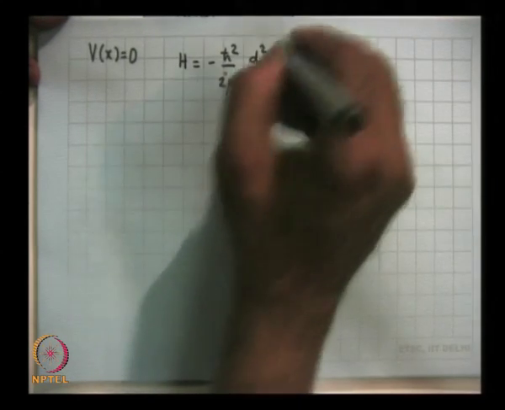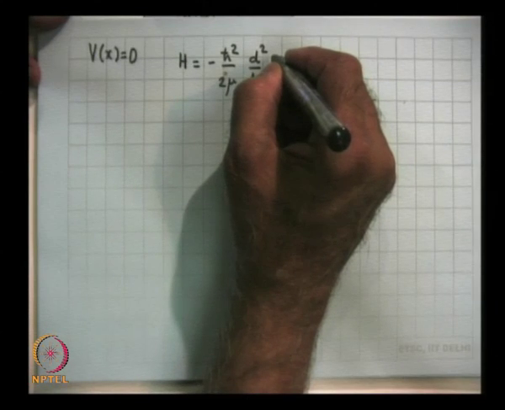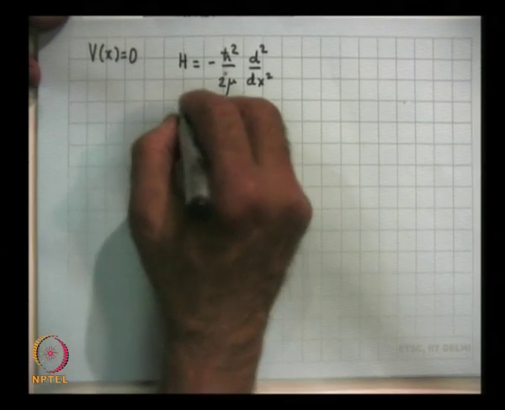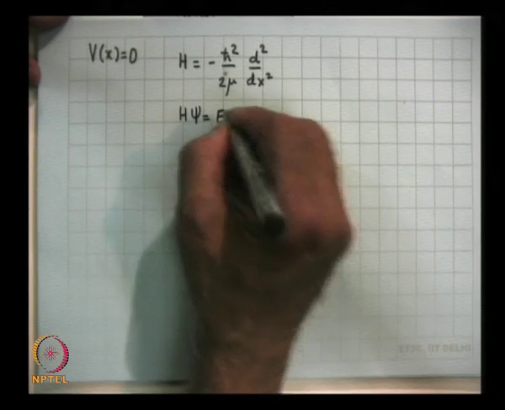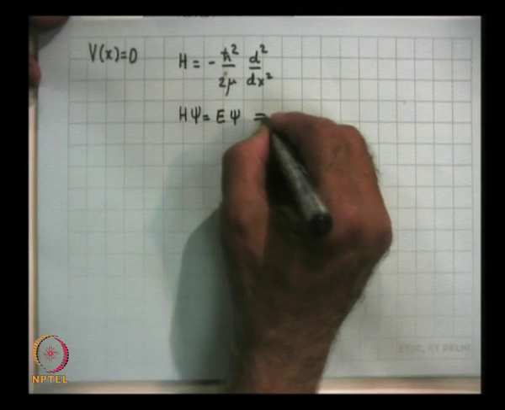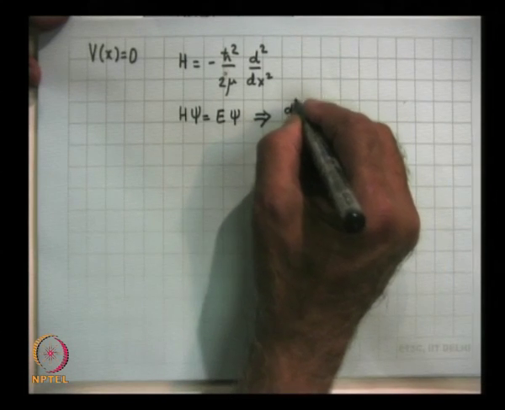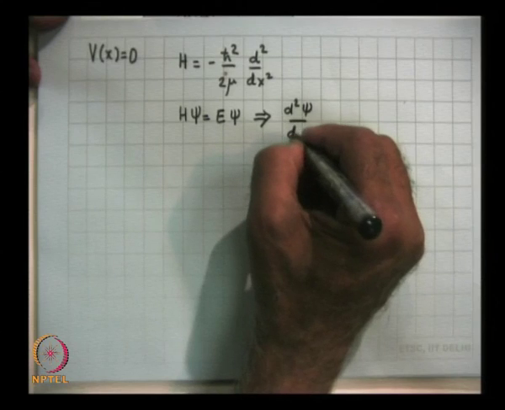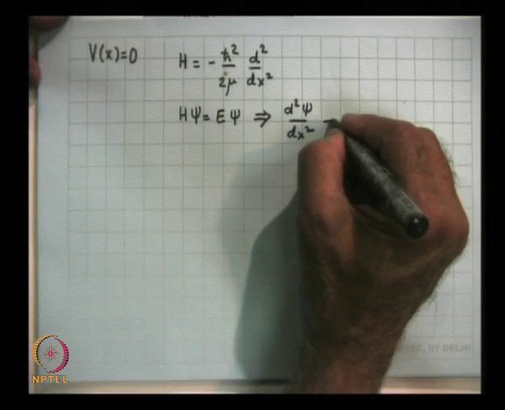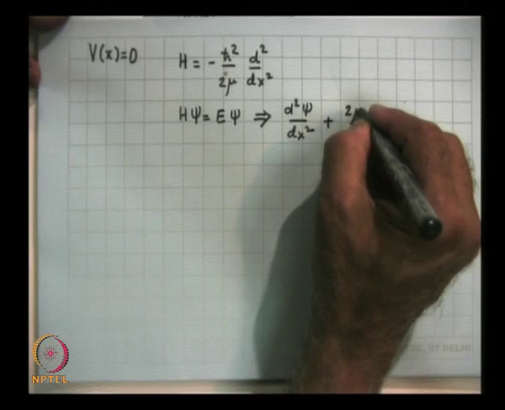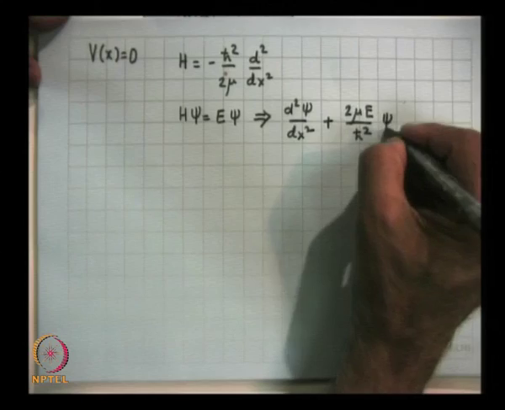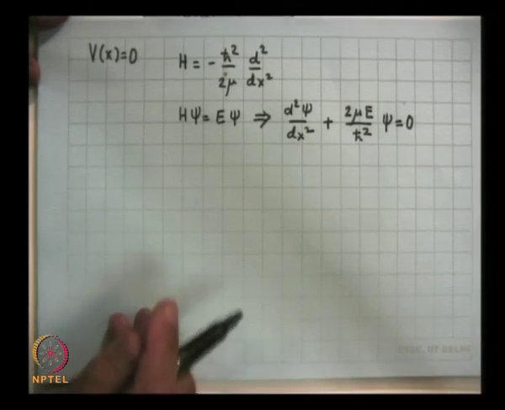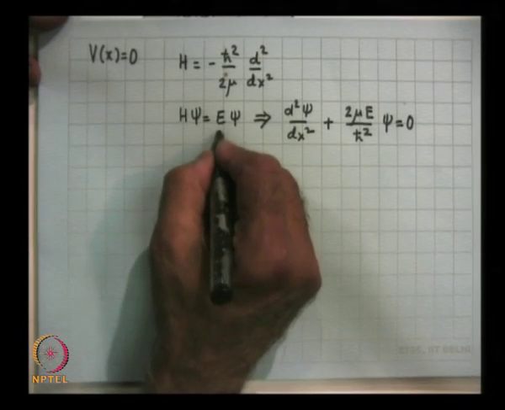So, we had solved this equation, and we had found that if I write H psi is equal to E psi, then we will get d2 psi by dx square plus 2 mu E by h cross square psi is equal to 0. So, if I write H psi is equal to E psi, then simple manipulations will give this, where E is now the eigenvalue, where it is a number.